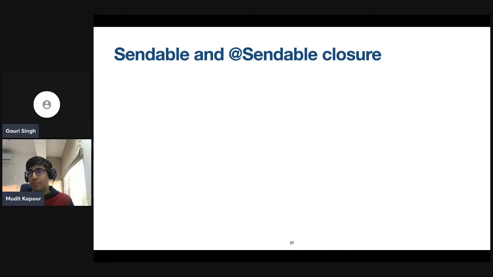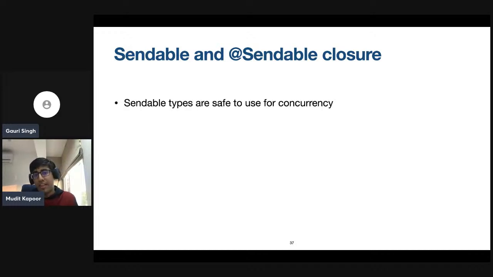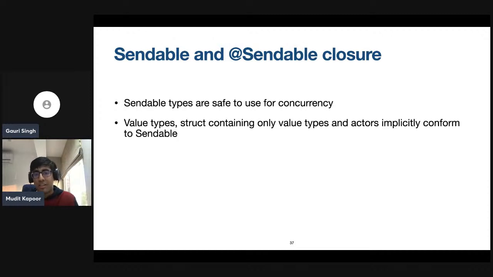So what Swift says is that you can only send Sendable stuff across a closure, and across different tasks and threads, basically. So you'll never run into these concurrency issues. So yeah, the Sendable types are safe to use for concurrency. By default, value types and structs that contain only value types, and actors, which we'll get to by the end of the session, implicitly conform to Sendable.